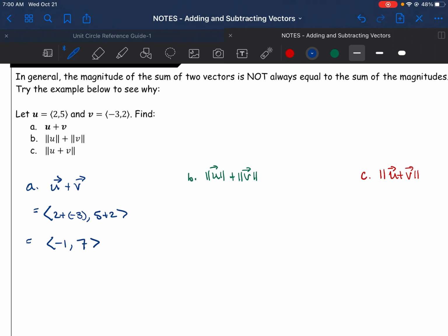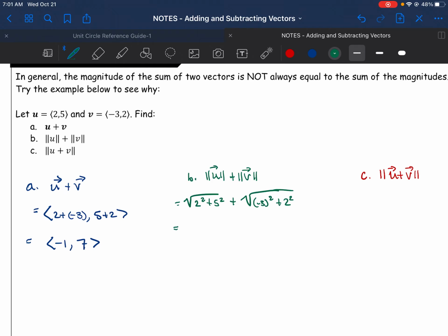Now let's go ahead and calculate the sum of the magnitudes. So we'll calculate the magnitudes for the two vectors individually, and then we'll add the magnitudes together. So the magnitude of vector u would be the square root of 2 squared plus 5 squared. The magnitude of vector v would be the square root of (-3) squared plus 2 squared. Notice I'm putting the negative in parentheses, a good habit to get into.